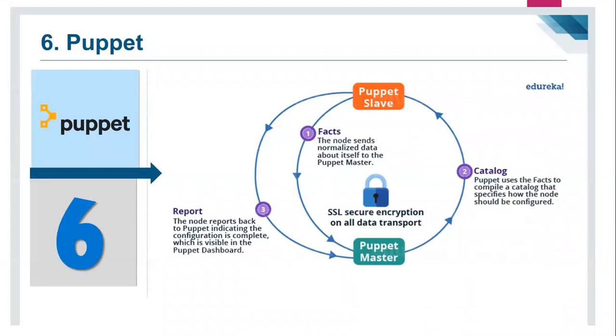So as I said, you will be having one catalog. The master, when the slave requested with the help of facts, what are facts? They contain the node information, like which operating system it is and what its current status is, sent to the Puppet master. Then based on that, it will prepare a catalog using the facts, so that it can compile and specify how the node should be configured. So this is how it works.